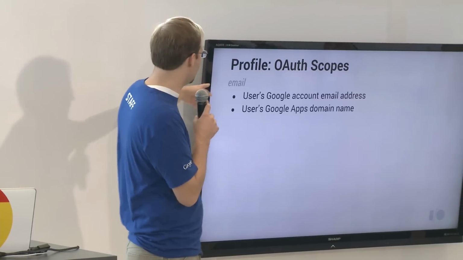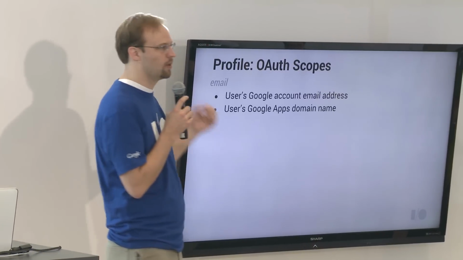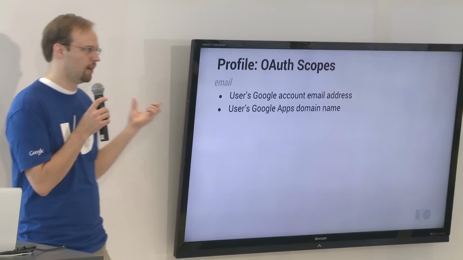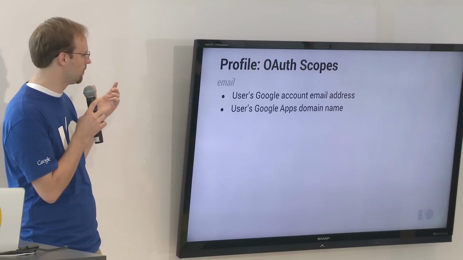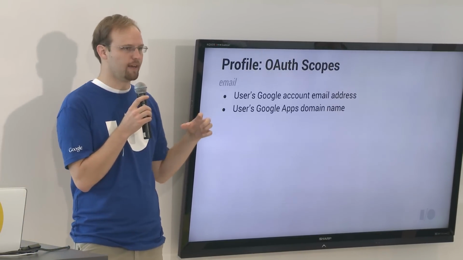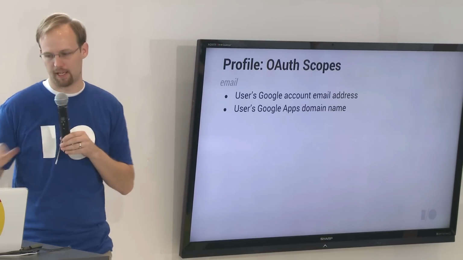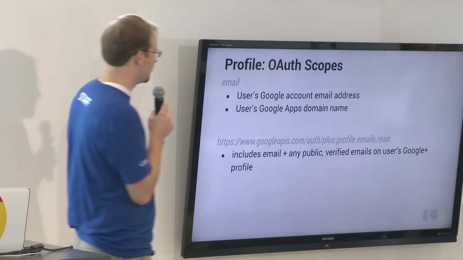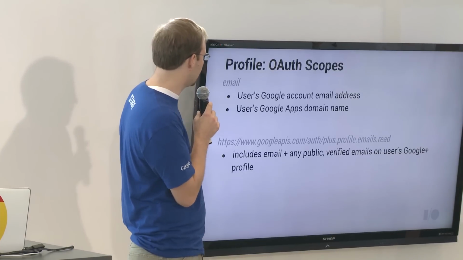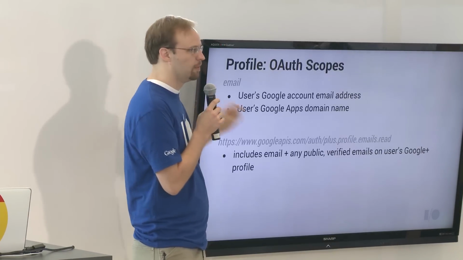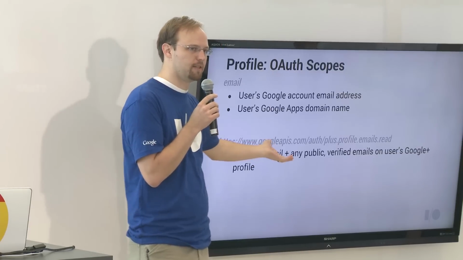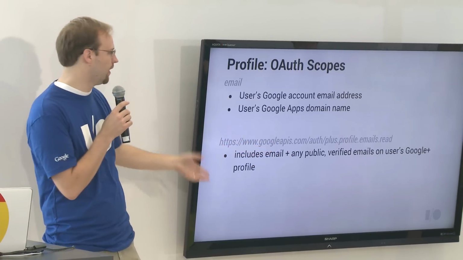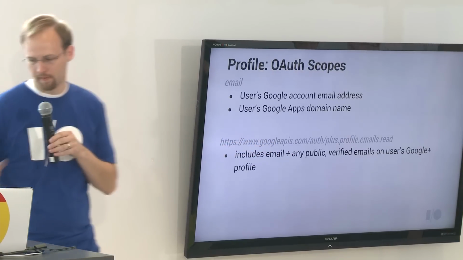We also have an email scope, which gives you the Google user's email account, and if they are a Google Apps for Business user, it also gets you the domain name back, so you can verify that they belong to that domain. We also have plus.profile.emails.read, which gives you everything in the email. Plus, if the user has any additional emails in their Google Plus profile that are verified, it will also return those to you.